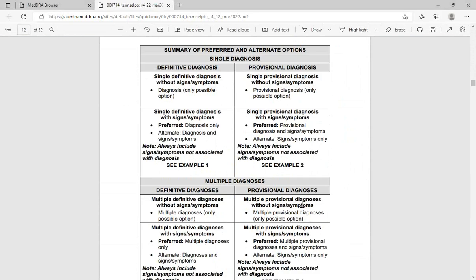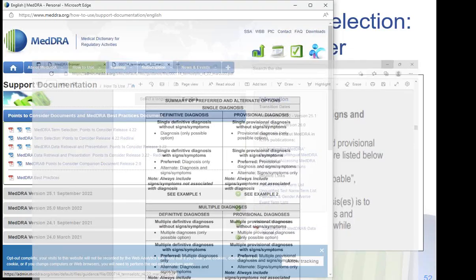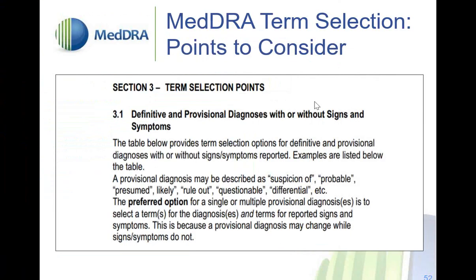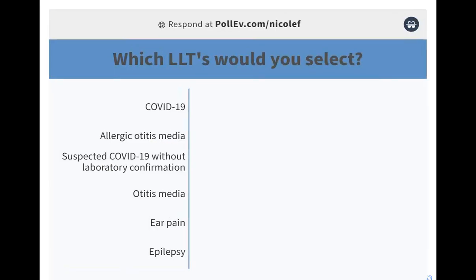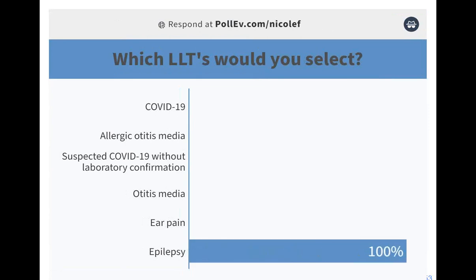Okay, so just for your reference and just to let you know how to access these documents, let's go back to the poll and ask you how you would approach this. So let's go back to the slides and minimize that, and then go to our poll question on what you think would be the best LLTs in order to capture all the things that are reported in this particular example.